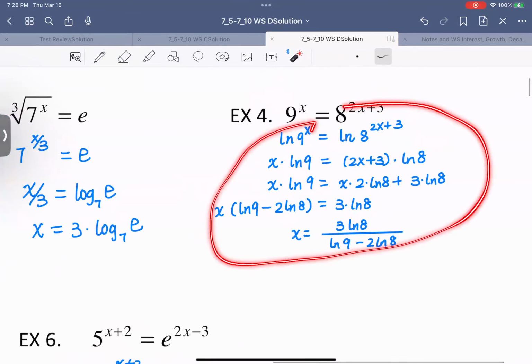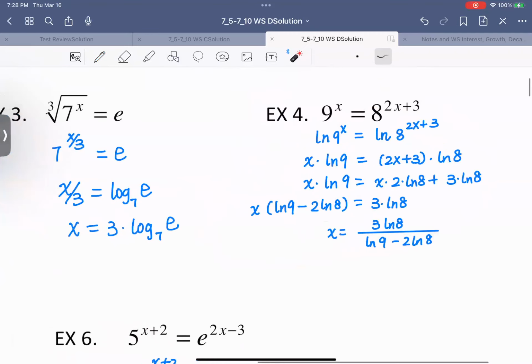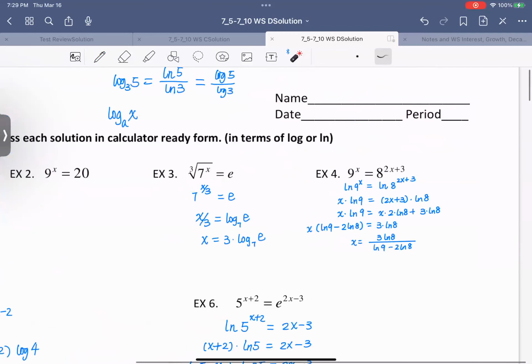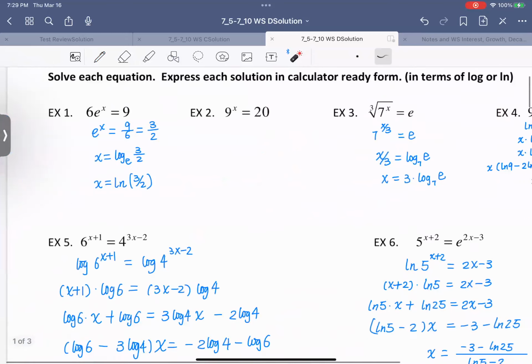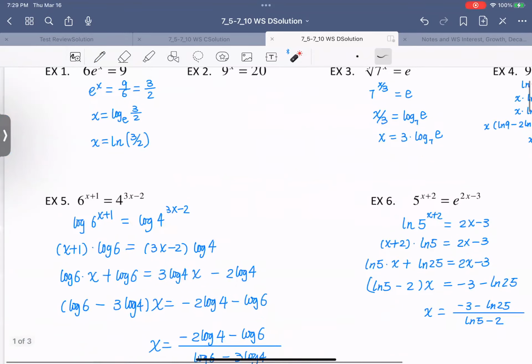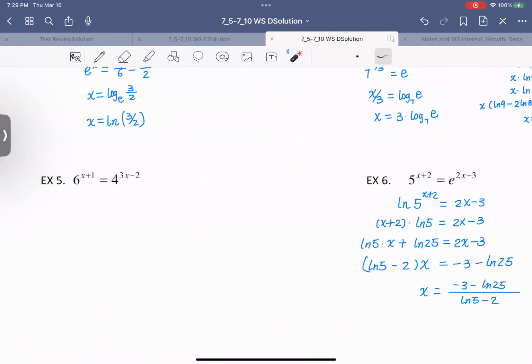Does anybody need help? We will do the next question. Look at this. If you want to do it with me, just unmute yourself. Let's do this one together. Who wants to do the next one? Can I do it? Okay. Go ahead. You want to choose natural log or you want to choose log base 10?